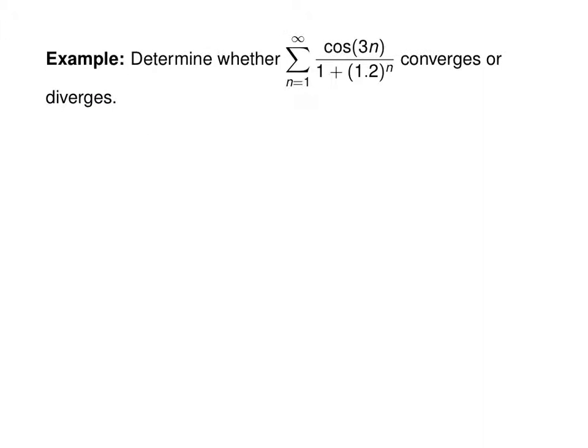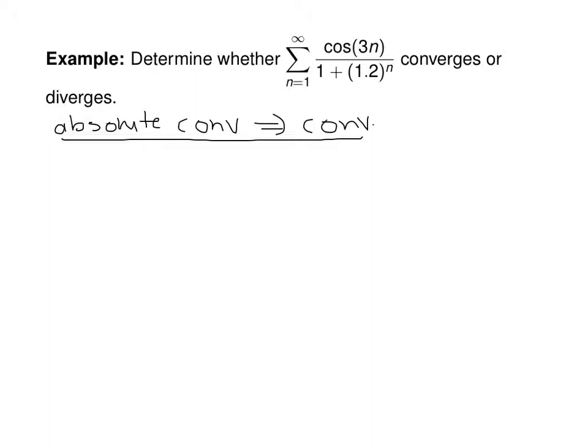Now, next, we also learned that absolute convergence implies convergence. So this might let you handle series that are not alternating series. Like, for example, here, cosine of 3n is not necessarily going to flip-flop positive and negative. It's going to have some positive terms, some negative terms, not necessarily in a really easy pattern.